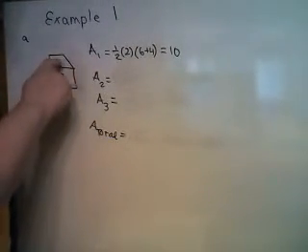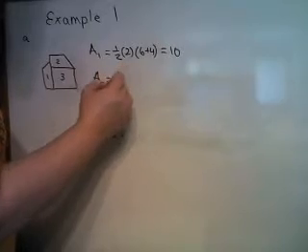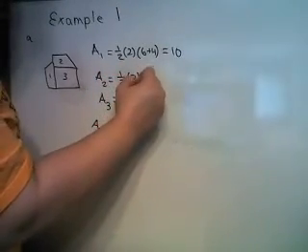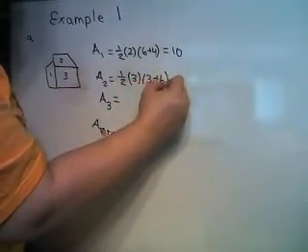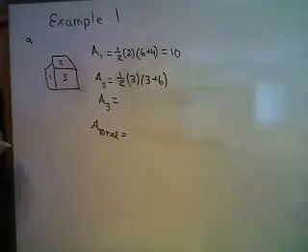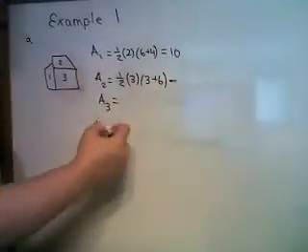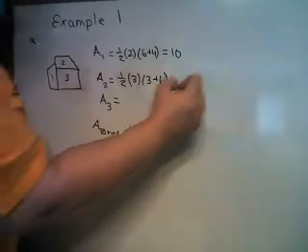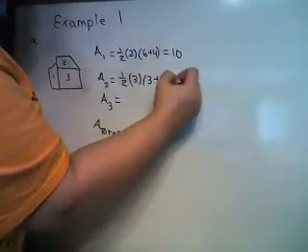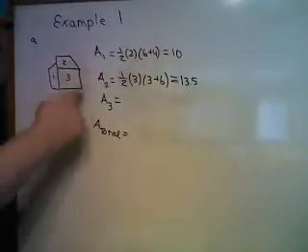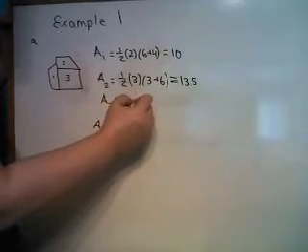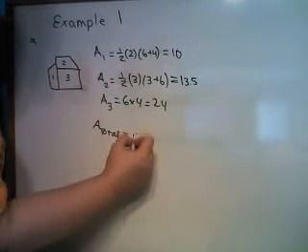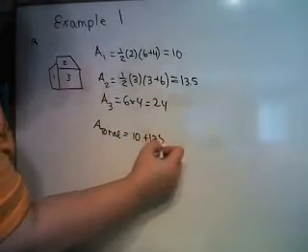Then you're going to do region 2. It's going to be 1/2. The height of that trapezoid is 3. The sum of the bases are 3 plus 6. So if you add, then multiply, you get 13.5. Okay, then you do this rectangle. It's 6 by 4. You get 24. Then you're just going to come and you're going to add them.